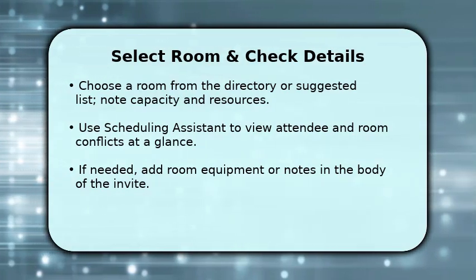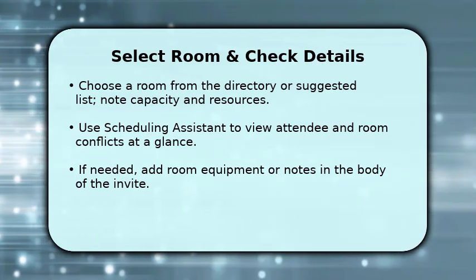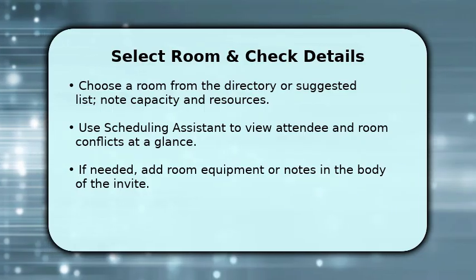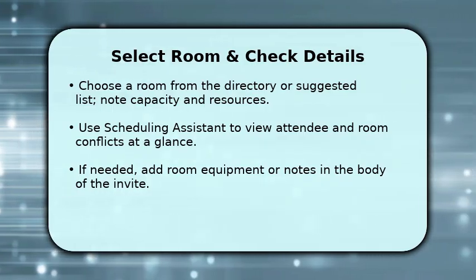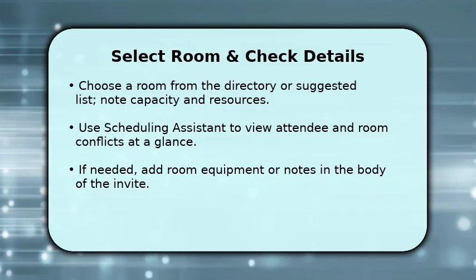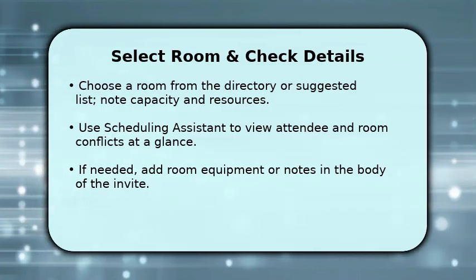Then open the scheduling assistant to compare attendee availability versus room free/busy times. If the room shows a conflict, shift the time or choose another room. Make sure to add any AV or catering requests in the event body so organizers and facilities have instructions.